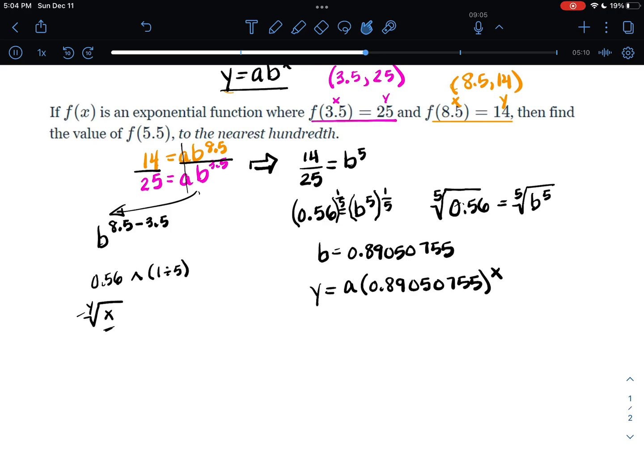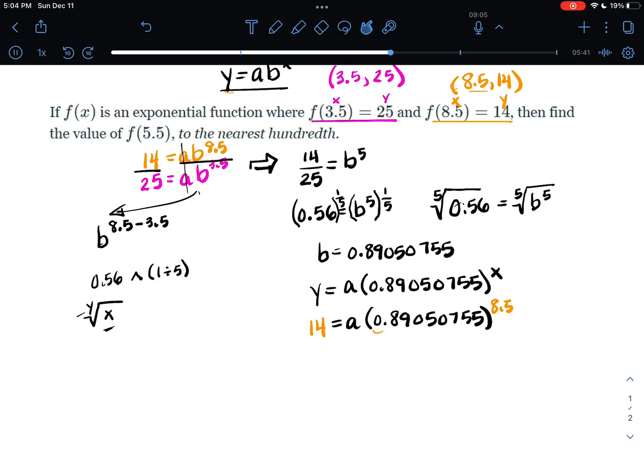If I use my orange point, I'm going to get 14, because that is my y value, equals, again, I still don't know my a value, and then 0.89050755, and all of that is going to be to the 8.5 power. I'm getting that from my original orange equation up at the top.